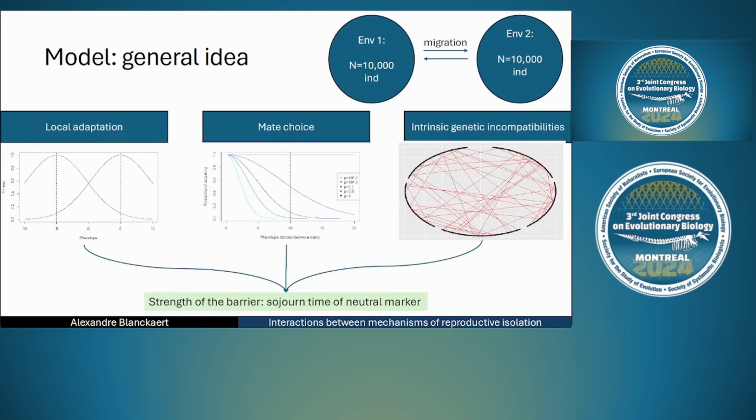And all of these barriers are going to act together and may impact the genetic barrier that may exist between the two populations, and we are going to track them and measure this barrier by simply looking at the sojourn time of a neutral marker when we switch population.